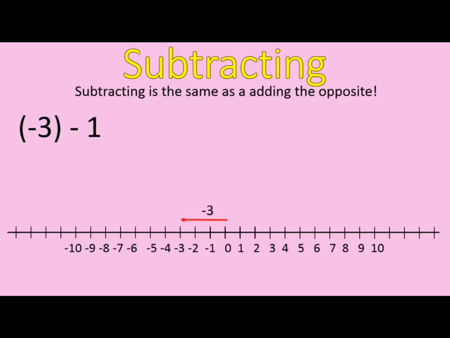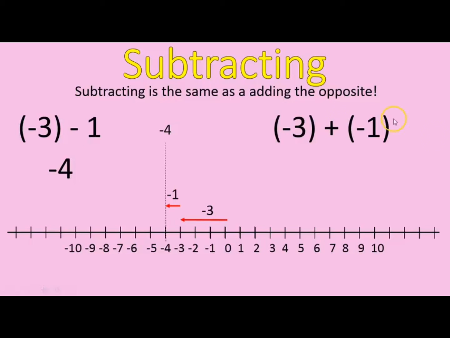I start at 0, I go negative 3, and then I go negative 1 more, and I get negative 4. Okay. That's the same as saying negative 3 plus negative 1. See, instead of subtracting 1, we are adding the opposite. Does that make your life a little easier? Because we just learned the rules for adding a negative plus a negative gives you an even bigger negative.